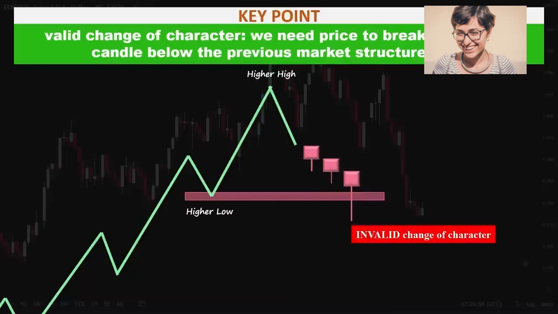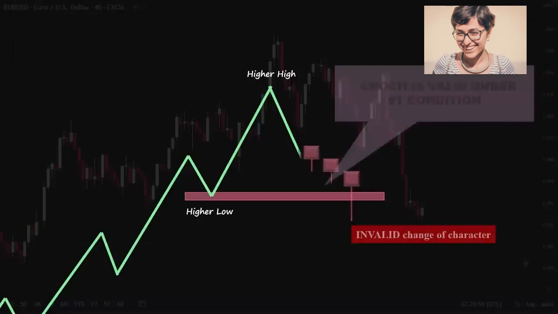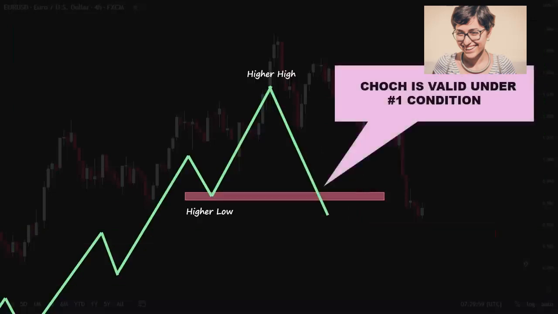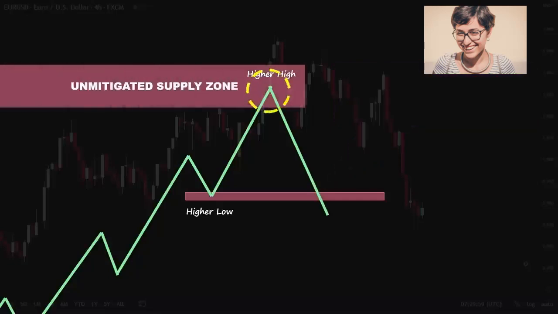A change of character is valid only under one condition: that price reversed and came from a supply or demand zone before breaking the recent structure and creating the change of character. If price, without mitigating a supply or a demand zone, creates a change of character, even with a valid candlestick pattern, we cannot consider it a valid change of character.